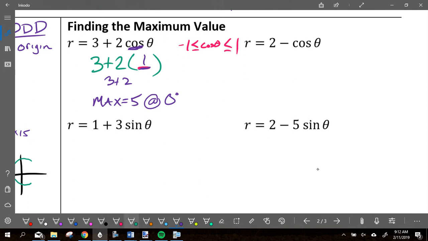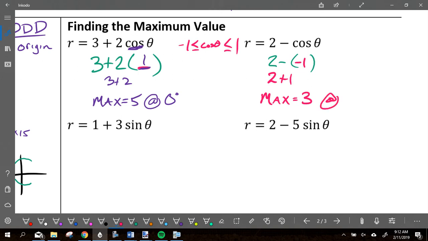For the next one, it's 2 minus something. I'm trying to figure out what number wants to go in those parentheses. What do I want cosine to be? It could either be -1, 0, or 1. What number is going to make it as big as possible? -1, because if I had a -1 in there, it's 2 minus -1. It's 2 plus 1. I'm going to have a maximum equal to 3 at some angle.